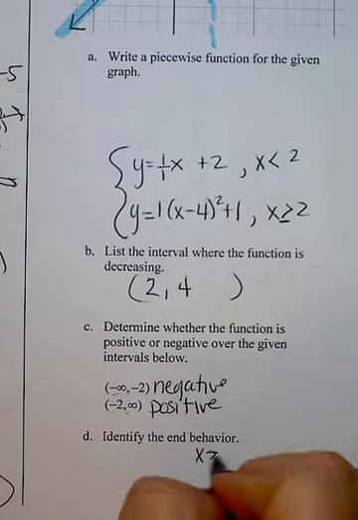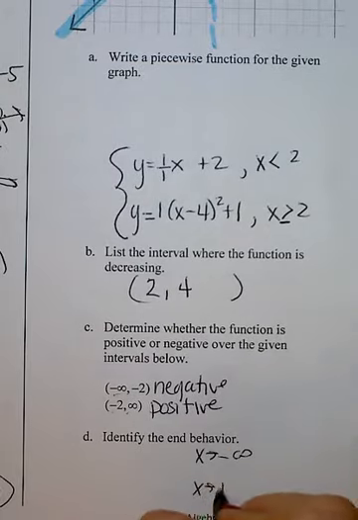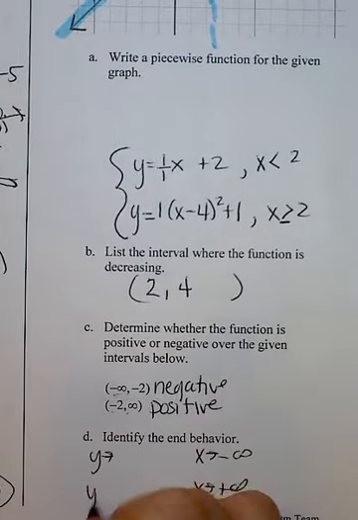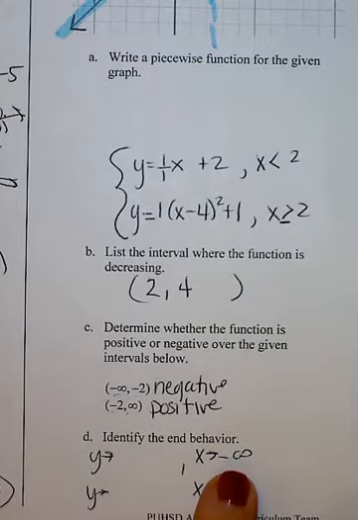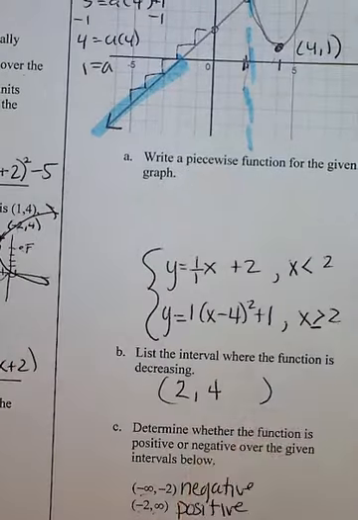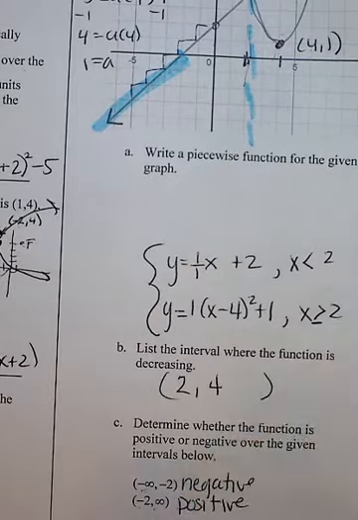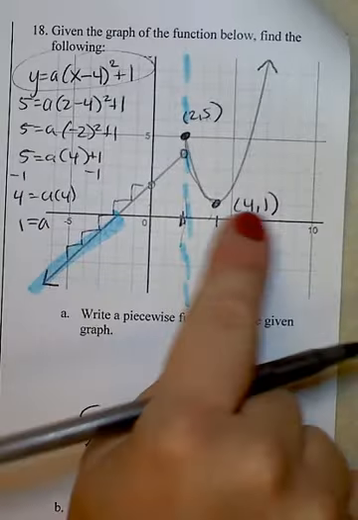The end behavior of this function: as I go to the far left, it's headed down. And as I go to the far right, it's headed upwards.